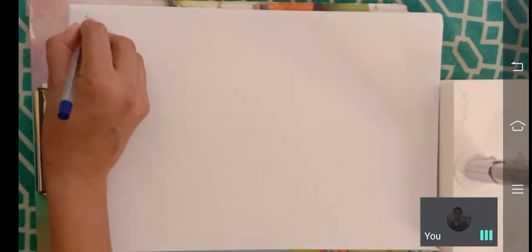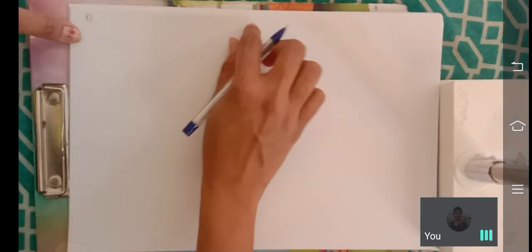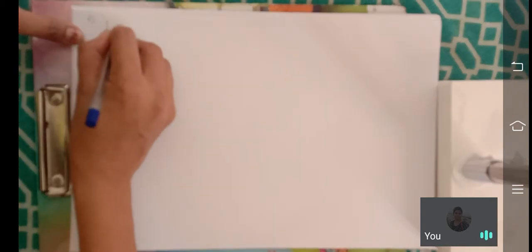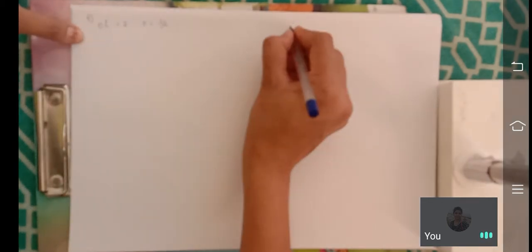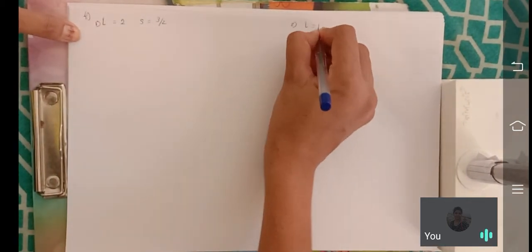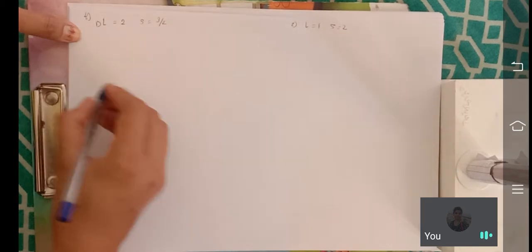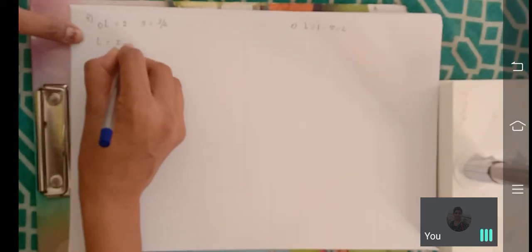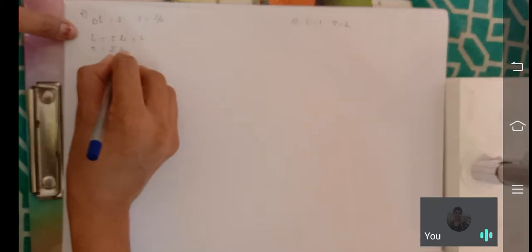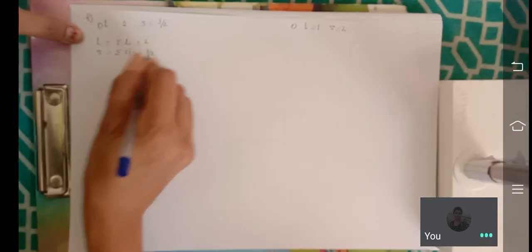Now we see the fourth example. The question is the same, you just change the values. L is equal to 2 and S is equal to 3 by 2. This is the first, and this is the second: L is equal to 1 and S is equal to 2. Again, L means the summation of Li, which is equal to 2, and S is the summation of Si, which is equal to 3 by 2.